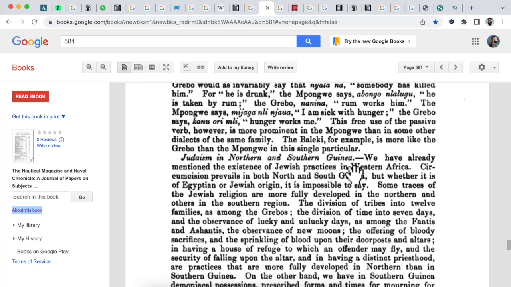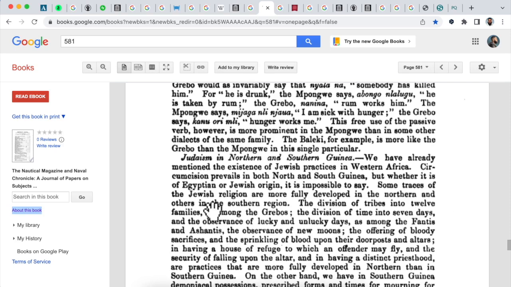Judaism in northern and southern Guinea. We have already mentioned the existence of Jewish practices in Western Africa. Circumcision prevails in both North and South Guinea, but whether it is of Egyptian or Jewish origin is impossible to say. It may have been impossible for him to say, but now that we have the technology to look back and put all these sources together, we can see why, and we can see how, and we can see what the reason was for all of this Jewish culture in West Africa. These people were Jews. They were descendants of ancient Jews who migrated there.